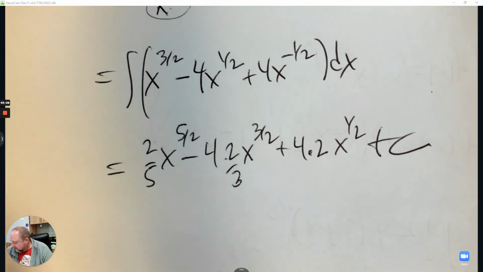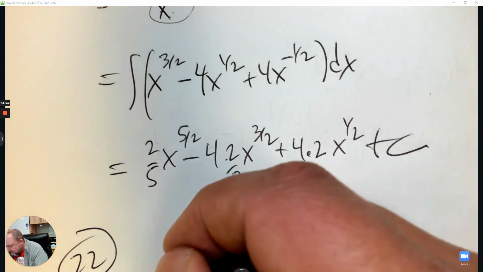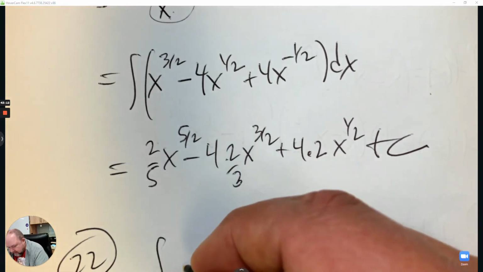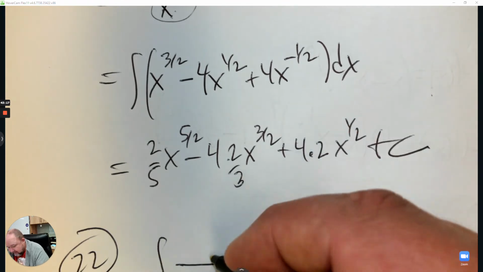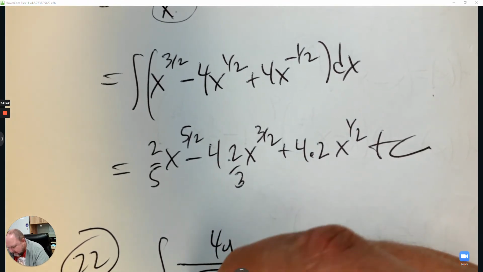Number 22. Same question, the antiderivative. I'm going to write it calculus friendly right away. Oops. Let's try it again. Let's start here then.